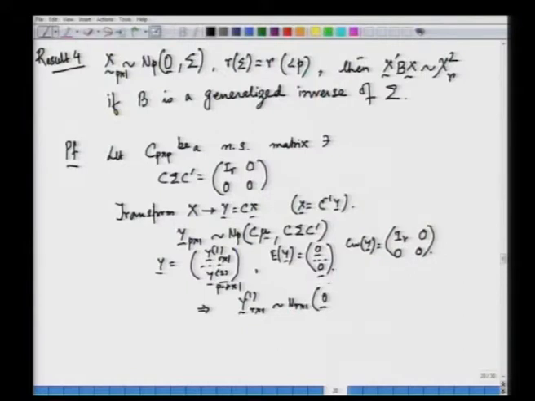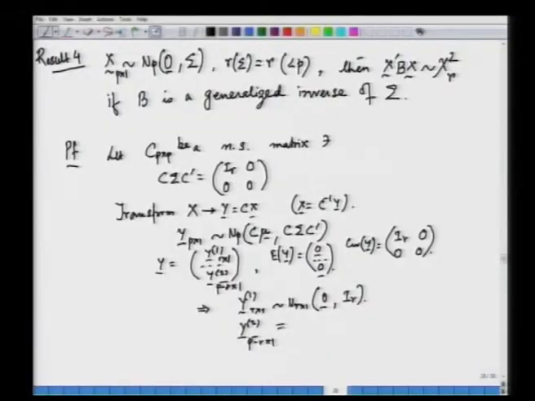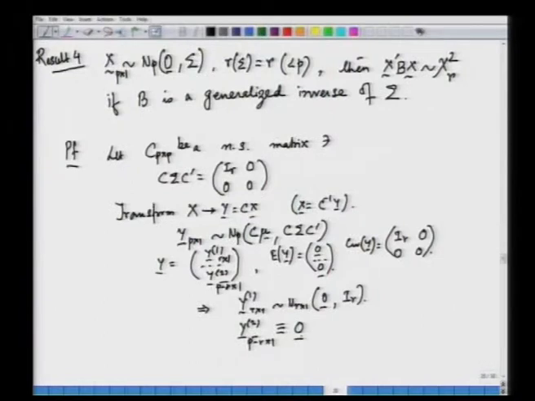is a multivariate normal distribution with mean vector null and the covariance matrix is the identity matrix of dimension R. And what is happening to the second component? Well, this component, a p minus r dimensional vector, has mean the null vector and the covariance matrix is the null matrix. So, in essence, this Y2 random vector is actually a degenerate random vector, degenerate at the origin, at the point 0. So, this is equal to the null vector with probability 1.